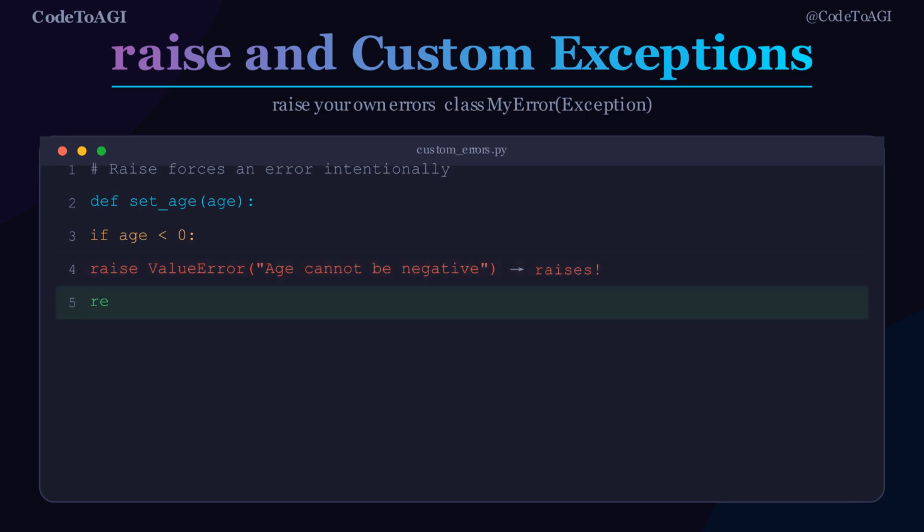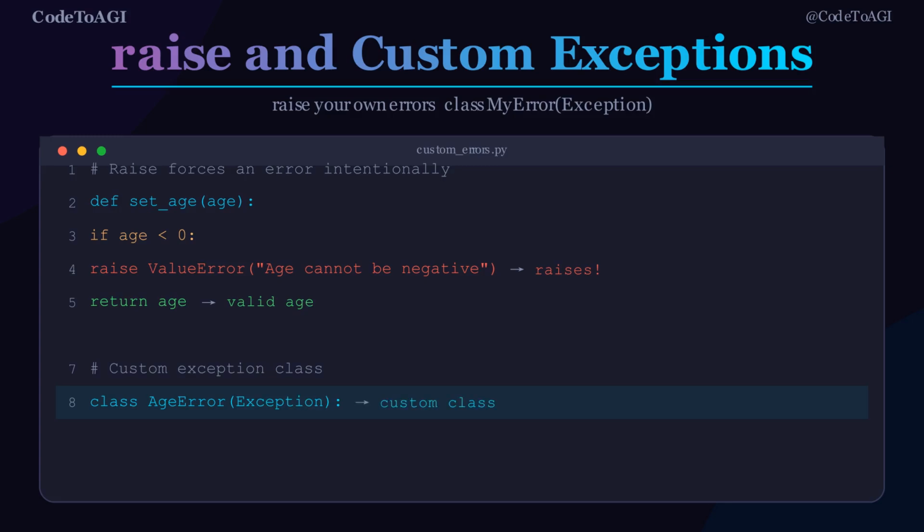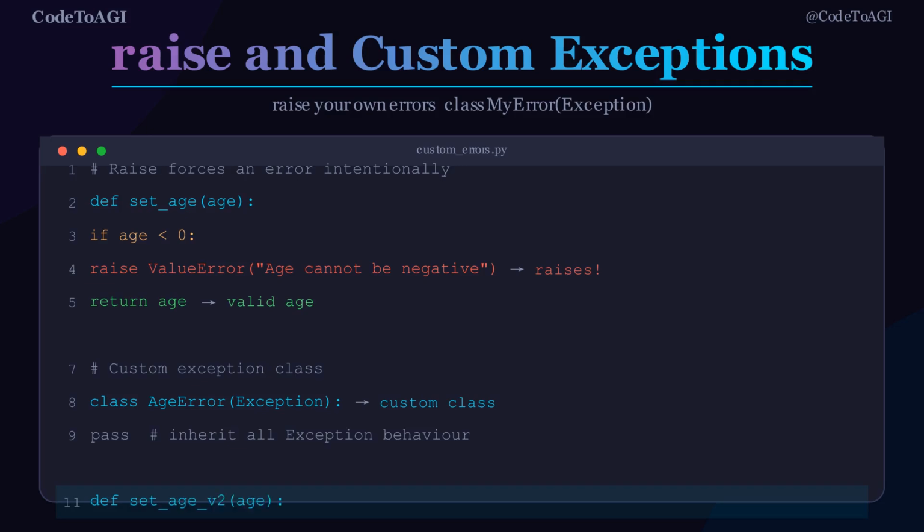You can also create your own custom exception classes. Class AgeError that inherits from Exception. Now you have your own error type, specific to your application. When someone passes invalid age data, they get an AgeError, not a generic ValueError. Custom exceptions make debugging 10 times faster.